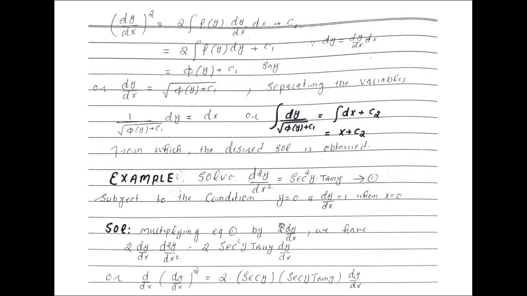Multiplying equation 1 by 2 dy by dx we have. जब कभी यहाँ पे f ऑफ y होगा तो हम दोनों साइड में 2 dy by dx से मल्टीप्लाई करते हैं, तो ये आ गया। And this left side is equivalent to derivative of dy by dx whole square, and this function will be written here. This secant square will be written as secant y into secant y tangent y.